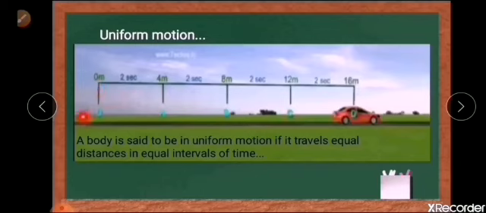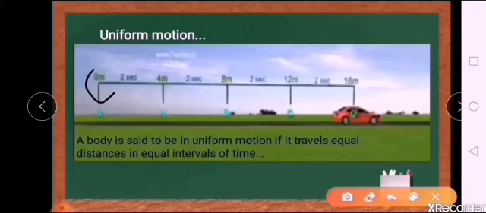See, it is starting from the point O. Till A, it is taking 2 seconds. It is traveling 4 meter. Now from A to B, again in the next 2 seconds, it is traveling 4 meter. From B to C, the next 2 seconds, again it is traveling the same distance. The same from C to D also. So from this, what you can tell is that the body is traveling equal distances in equal intervals of time.